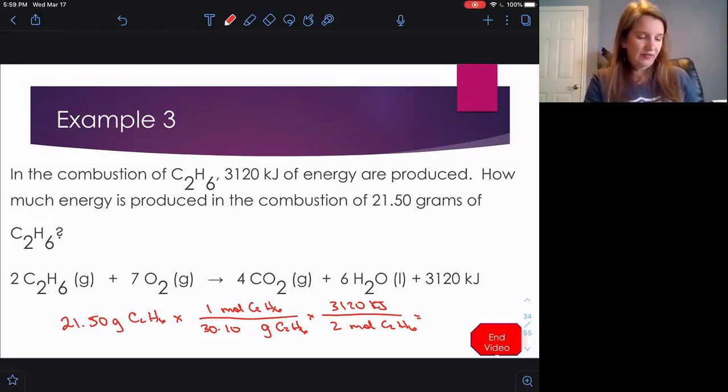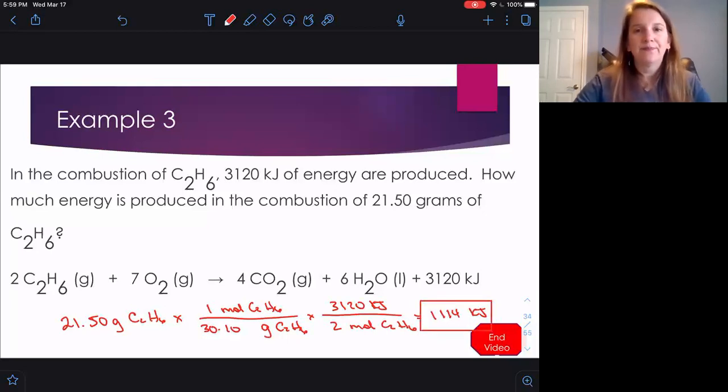So we'd have 21.5 divided by 30.1 times 3120 divided by 2. Our answer, rounded to 4 sig figs, would be 1,114 kilojoules of energy. So that's how we do some heat stoichiometry. If there's any questions, just let me know.